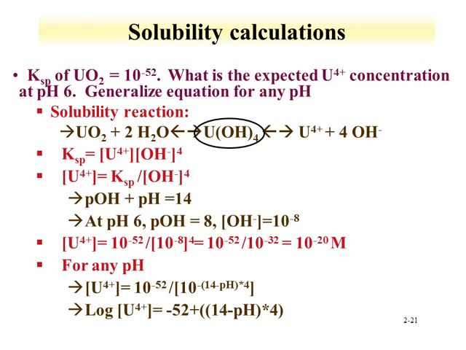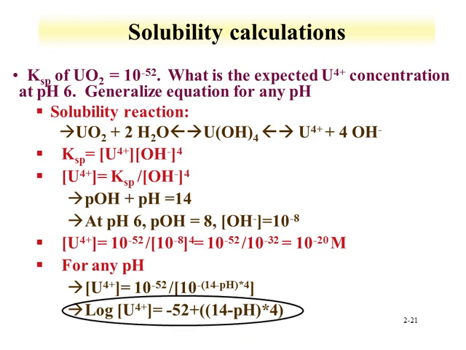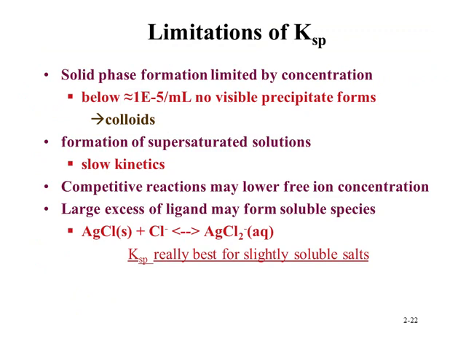And I can generalize this equation where I say that the uranium-4 concentration is just equal to the KSP divided by 10 to the minus, 14 minus the pH, all to the 4th. If I take the log of both sides, it's just minus 52 plus 14 minus pH times 4. So that's a very generalized equation that I can use to determine the amount of uranium-4 that will be formed from the dissolution of uranium dioxide. There are some limits of KSP.